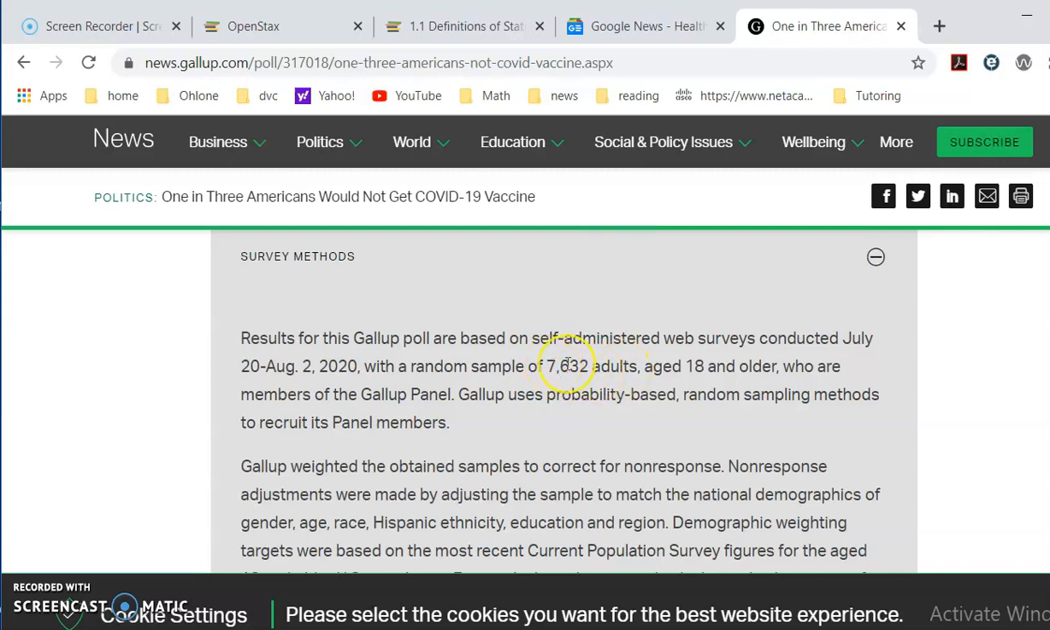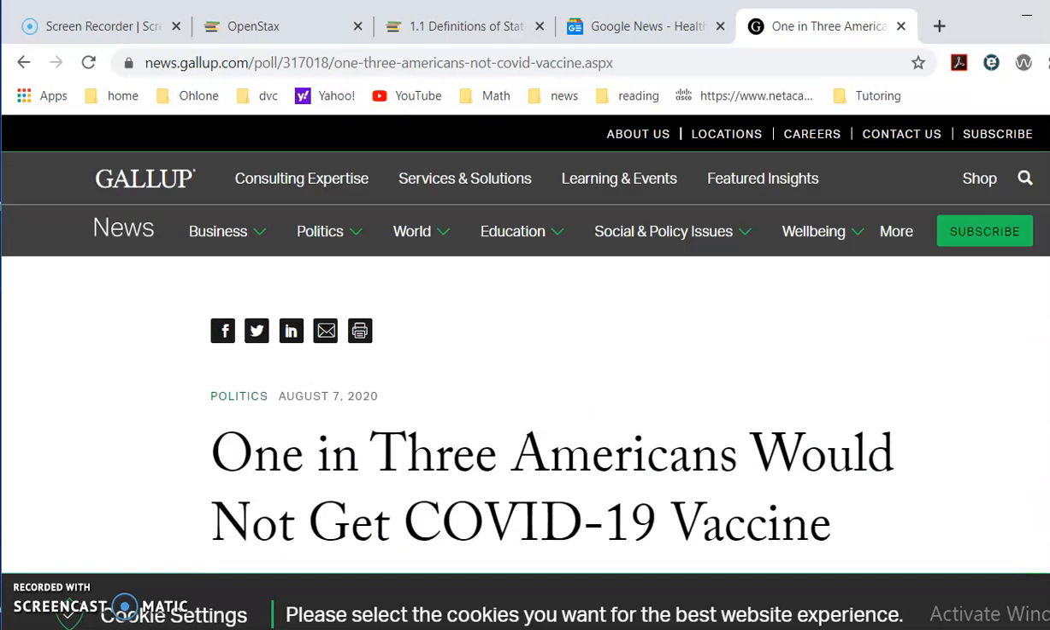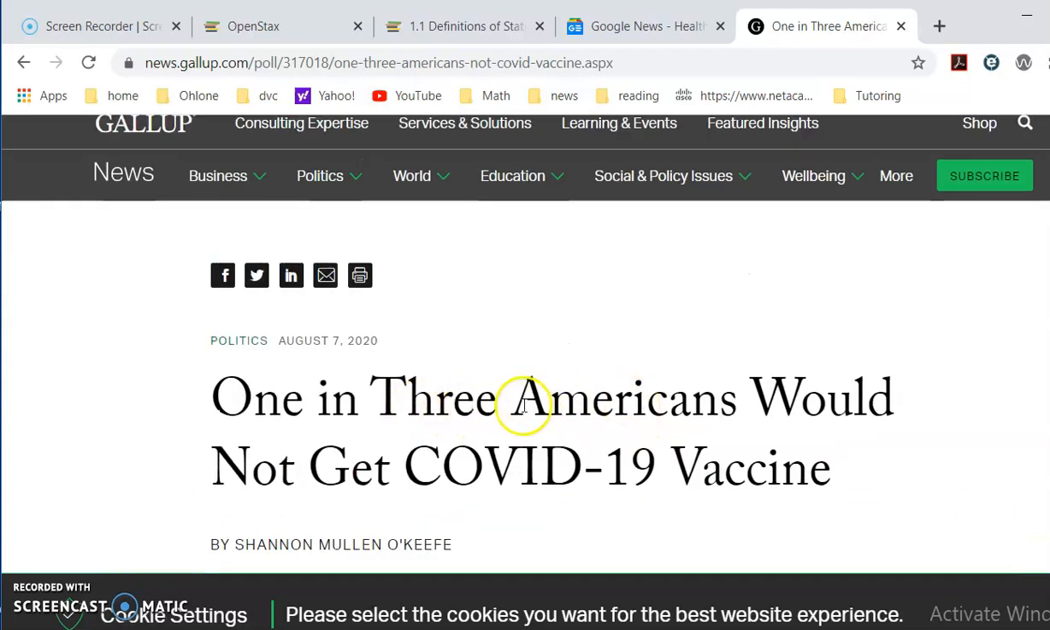Out of these 7,632 adults, 1/3 of them say that they would not get the COVID-19 vaccine. But notice how Gallup posed it. They did not say 1 in 3 of the Gallup panel would not get the COVID-19 vaccine. They boldly say that 1 in 3, not 1 in 10, 1 in 3 Americans would not get it. So they extend the results from the panel, from the 7,000 people, to all of America. So this is the power of a statistical study.